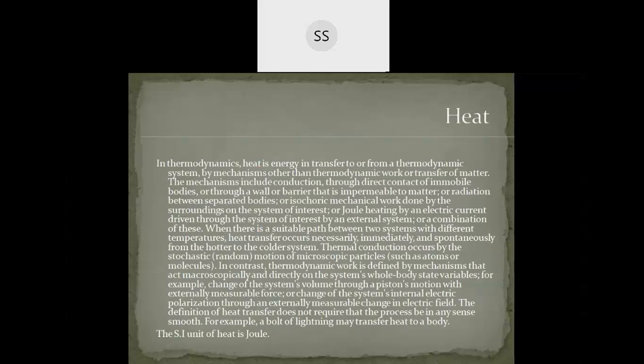So from the introduction of heat part, we know that heat is a form of energy. It can be transferred from one body to another, and it is the total internal energy of a body, and the SI unit of heat is joule.